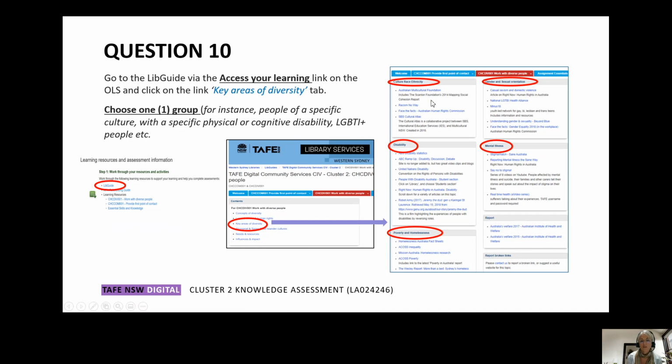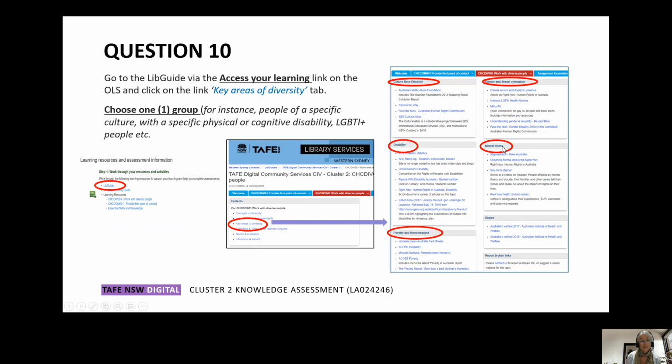Once you click on key areas of diversity, you'll come to this next page that has a range of great articles and information, books regarding different diverse groups. So you just need to pick one of these groups, choose one, read the articles, get to understand the group and the issues that they experience to be able to then answer the next question. And you need to demonstrate that you have done this research in order to be able to answer the question. So you just need to pick one of the groups.